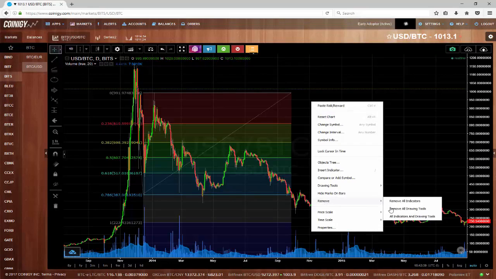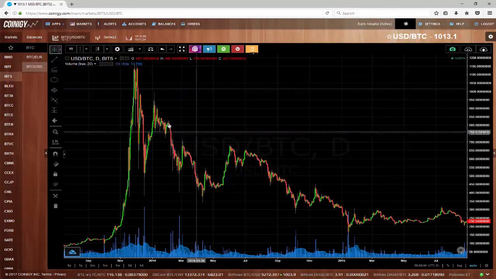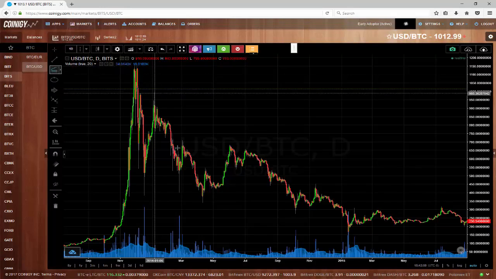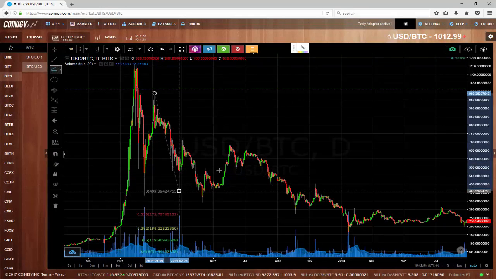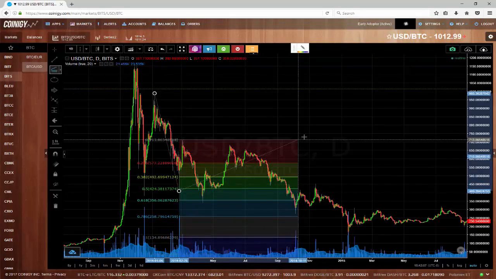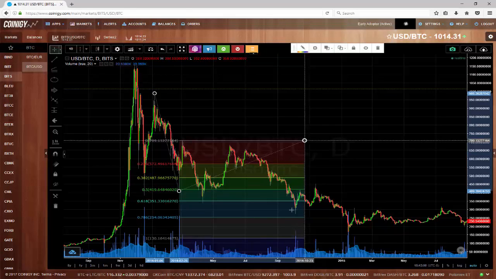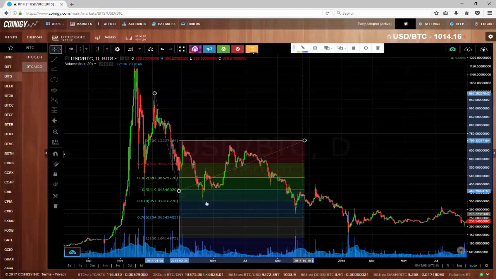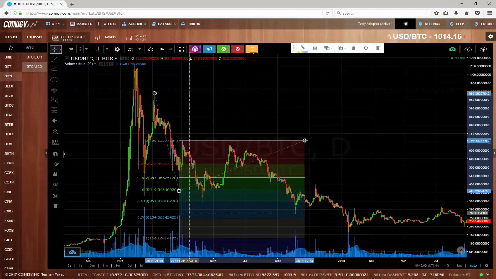We'll just do one more. Let's do one on this area right here. Right, so we can see the 78 level, 61.8% level, various different fib extension levels.